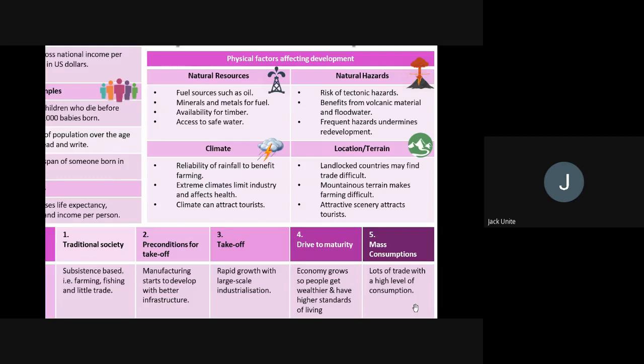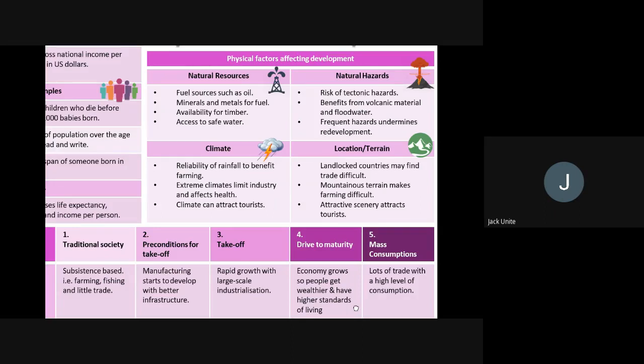For number 4, we have drive to maturity. And obviously when you're mature, if you think about the age and maturity of a tree and you reach your full growth, well, that's what we're striving for. So this is where we start to see those AEC countries appear. So the economy is stronger, so people are wealthier, and we see higher standards of living. So if we flip that back to indicators, life expectancy would be going up, we'd have lower infant mortality rates, those sort of things.